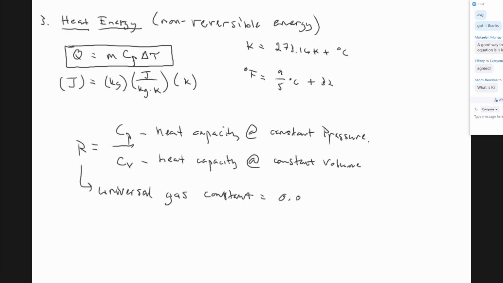Right, 0.0821. So that's in kPa, liters per mole Kelvin. But we'll get more into that when we talk about thermodynamics and gases. But this is where that energy is coming from. And we'll get more into that when we talk about that specific lecture on thermo. Okay, thermochemistry, thermodynamics. So this is the third type of energy.